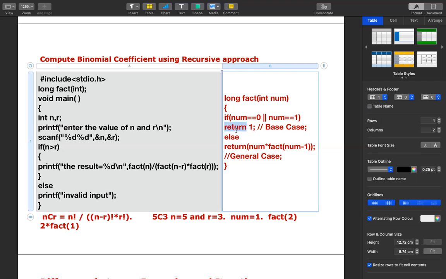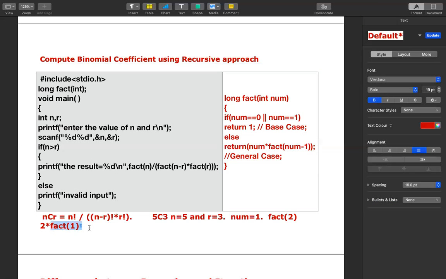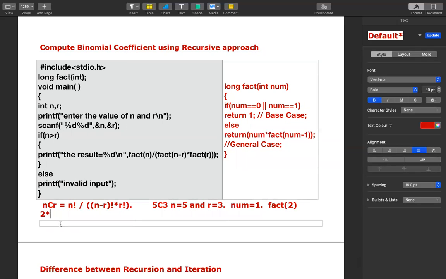So what does it return? It returns 1. Where? To the recently called function, which was fact of 1. So it returns 2 into 1 here. So 2 into 1 is what? 2. Where does this 2 go? To the recently called function, which was fact of 2.